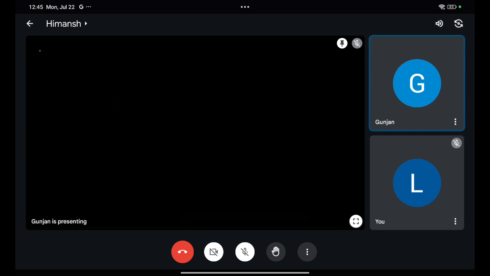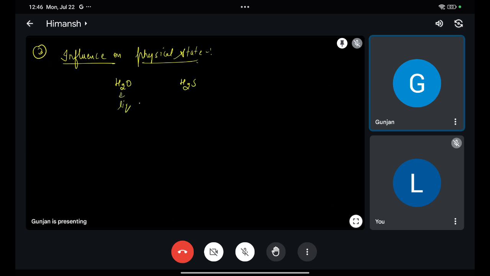Third point: influence on physical state. So hydrogen bonding also influences the physical state: solid, liquid, gas. Example: oxygen and sulfur. H2O has oxygen, H2S has sulfur. So H2O is liquid at room temperature, but H2S is gas at room temperature.